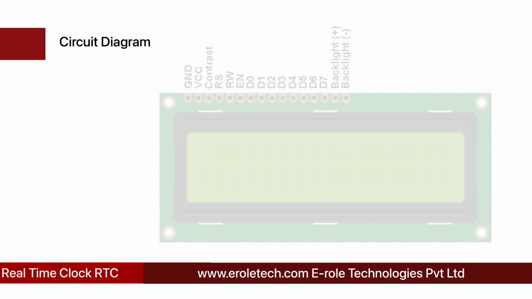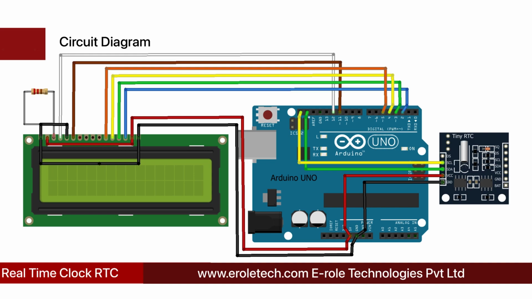We have connected pin number 1, 5, and 16 with the ground pin of Arduino, and pin number 2 and 15 with the 5-volt. Pin number 4 of LCD is connected to pin number 12, and pin number 6 of LCD is connected to pin number 11 of Arduino. Pin 7, 8, 9, and 10 are not used. Pin 11, 12, 13, and 14 of LCD display are connected to pin 5, 4, 3 and 2 of Arduino respectively.